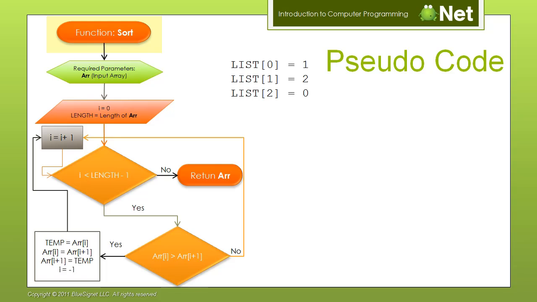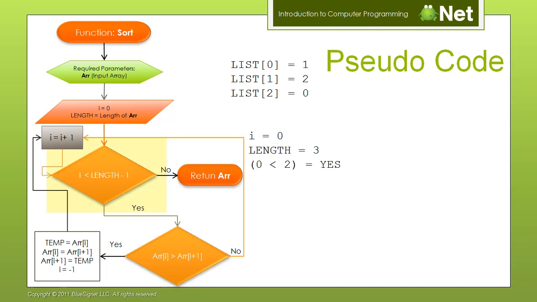So the first thing we do is take our list in. The required parameter is the actual list itself. Then we start our data off by setting I equal to 0. You can see this has the structure of a for loop. Keep that in mind. And the length of our array is going to equal 3 because there are 3 items in the array. Once we've gotten through this section, we go to our decision: is I less than length minus 1?